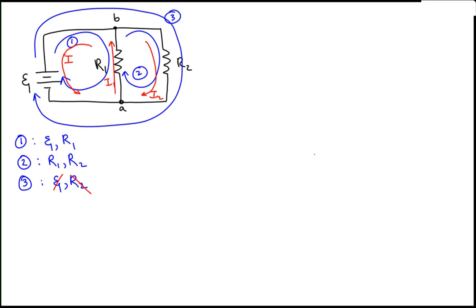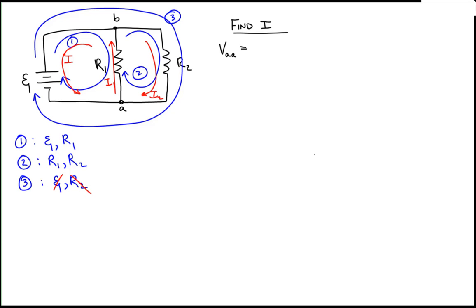We want to find current 1 or current I. There's a couple of different ways that we could find current I, but what I'm going to do is choose a loop that has current I in it. So that's loop 1. I'm going to start off from point A, and I'm going to find the potential difference from A to A going through loop 1.